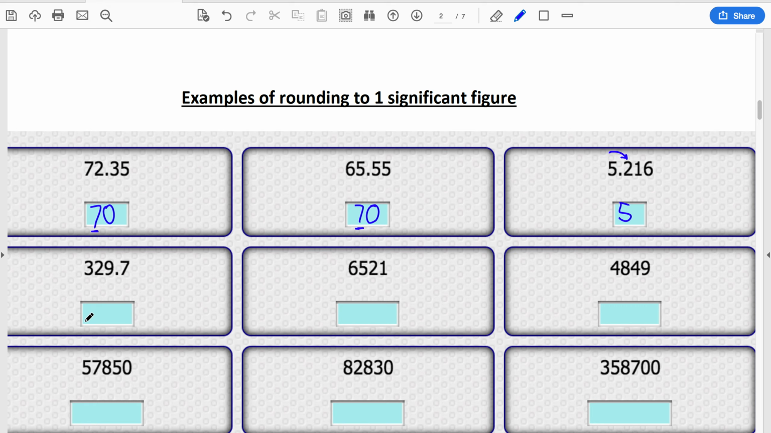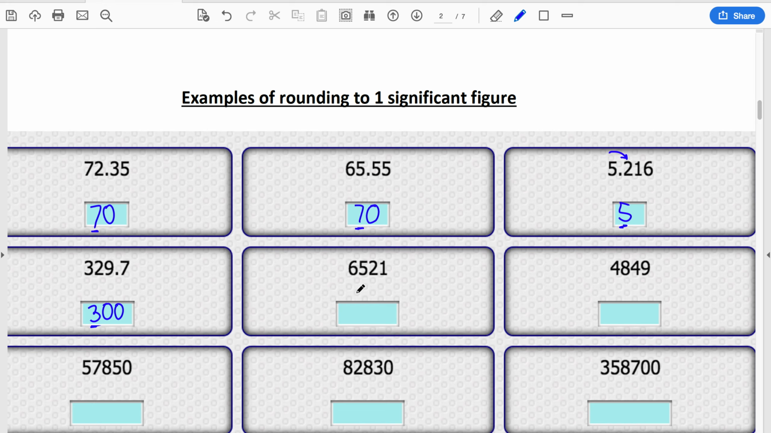329.7, I only want to write one value, which effectively means I'm rounding to the nearest 100 with this one. So I'm asking, is it closer to 300 or closer to 400? It's clearly closer to 300, and there's my one significant figure.